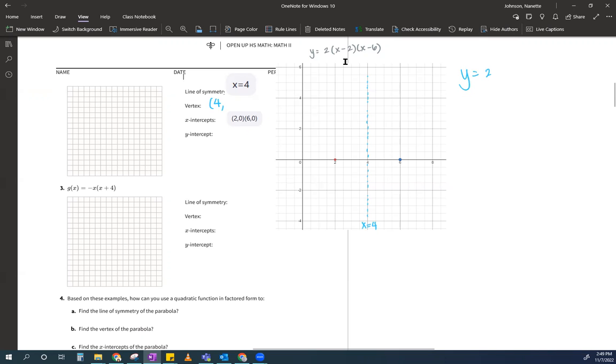So 4 minus 2 is just 2. And 4 minus 6, well, that would just be -2. So that's 2 times 2, which is 4, times -2, which would be -8. So my y is -8. Does everybody see why I got -8?